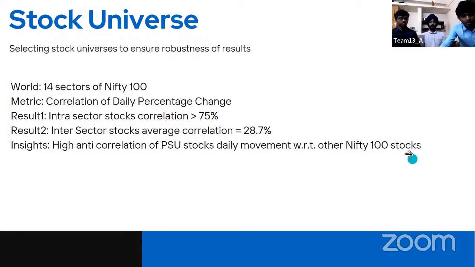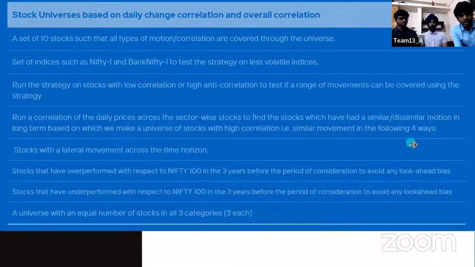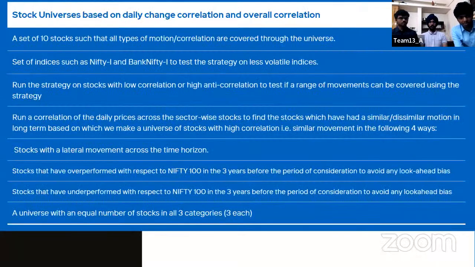So moving on to the buckets we had made to test all these strategies. These are the following stock universes we made. Firstly, we had made stocks which had all types of movements, starting from low correlation to high correlation. Then we chose a universe which only comprises the two indices, Nifty and Bank Nifty, so that there is also coverage of the type of stocks which have low volatility and low movement.